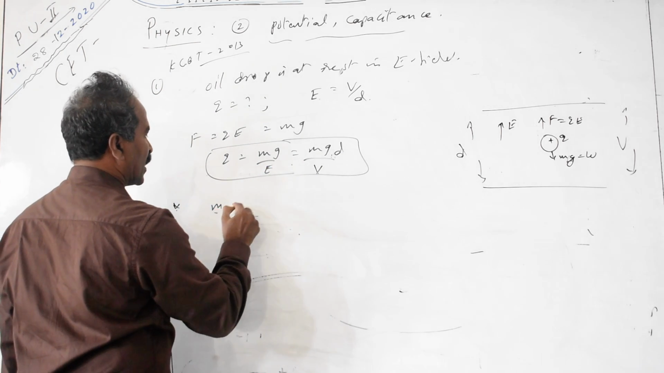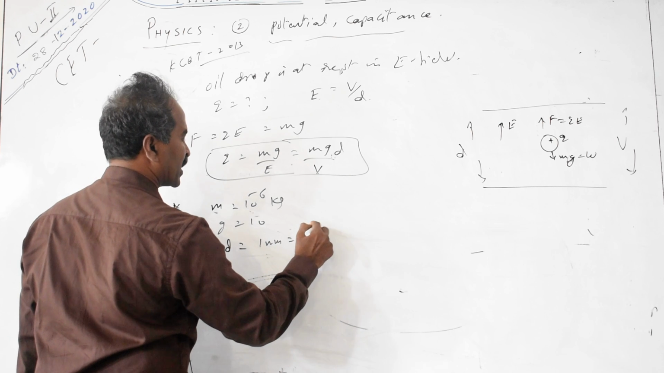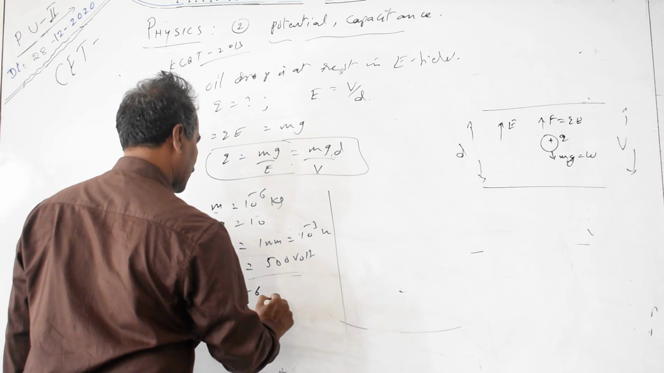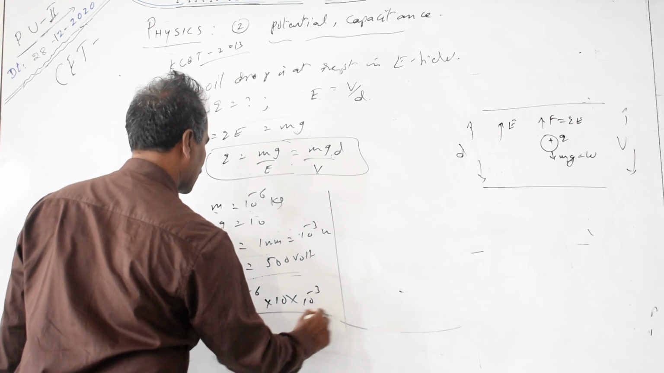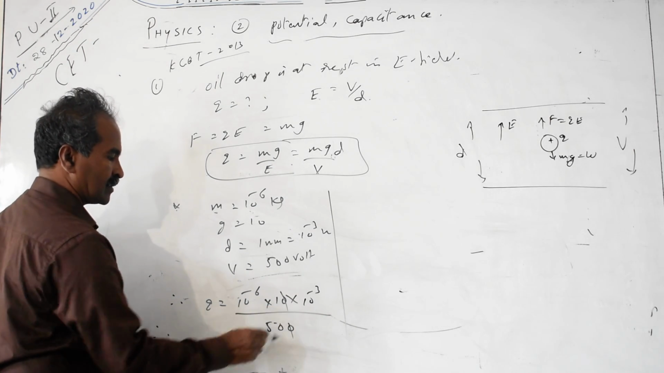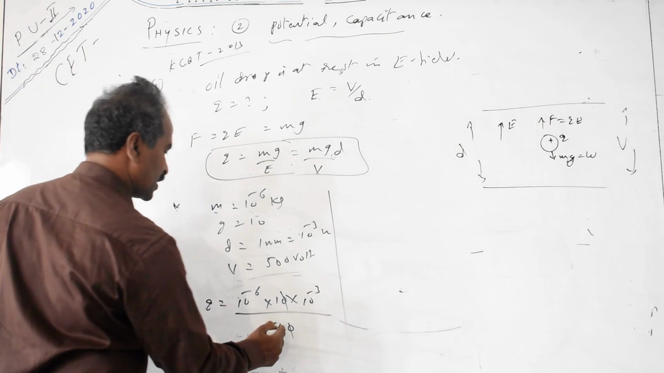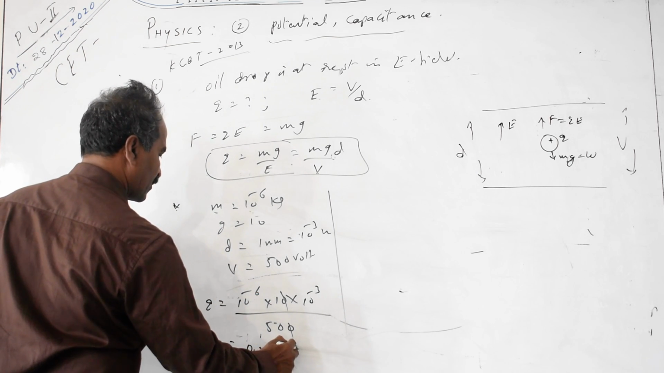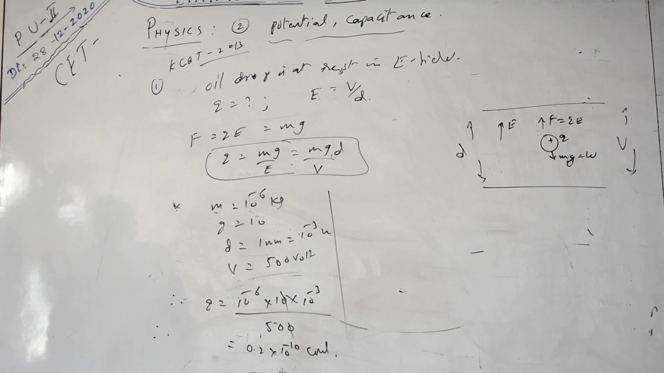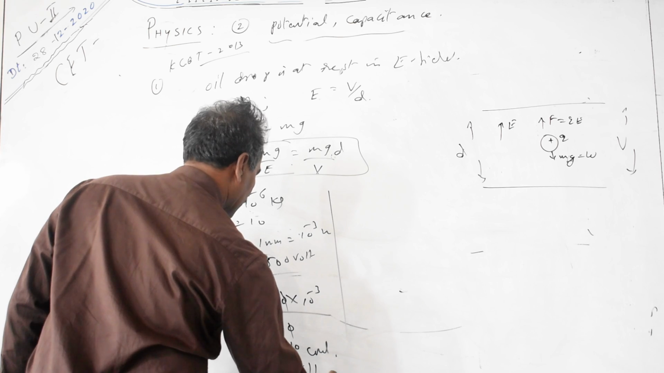The data given: mass is 10 to the power of minus 6 kg, g is 10, separation of the plates is 1 millimeter, that is 10 to the power of minus 3 meters, and potential difference is 500 volts. So 10 to the power of minus 6 times 10 times 10 to the power of minus 3, divided by 500. One by 5 is 0.2, so we get 2 into 10 to the power of minus 11 coulombs. The answer is 2 times 10 to the power of minus 11 coulombs, that is the charge on the drop.